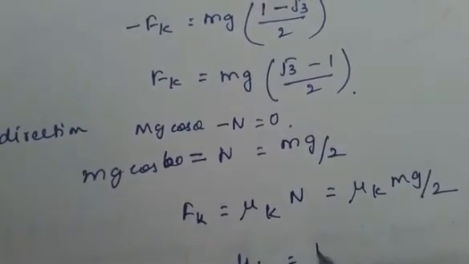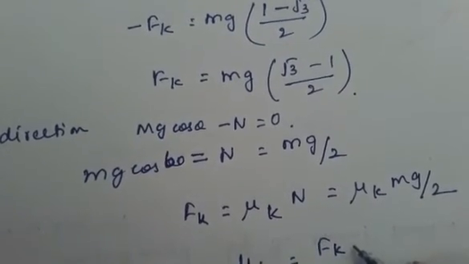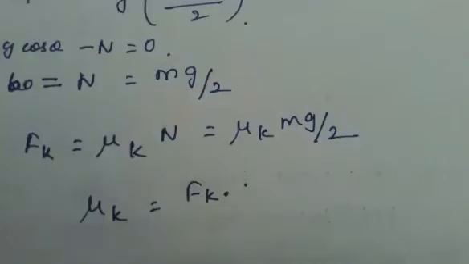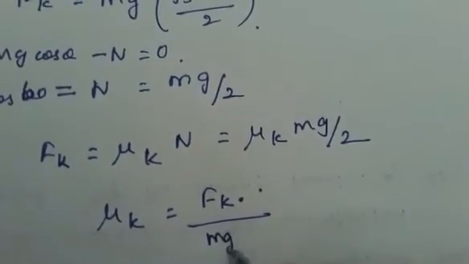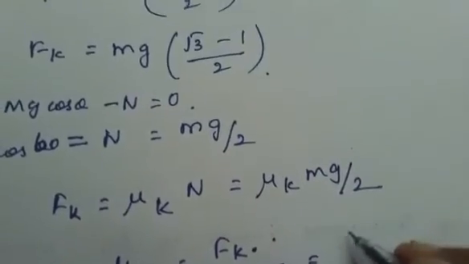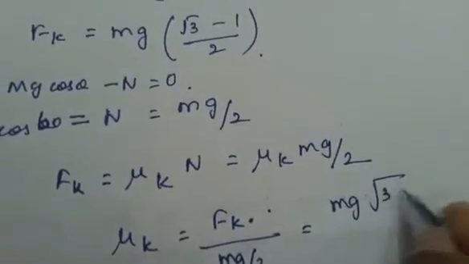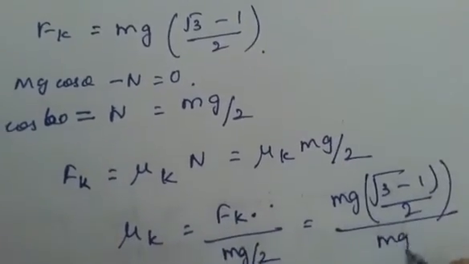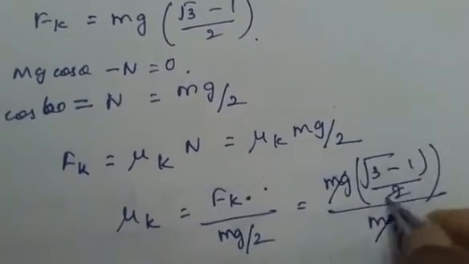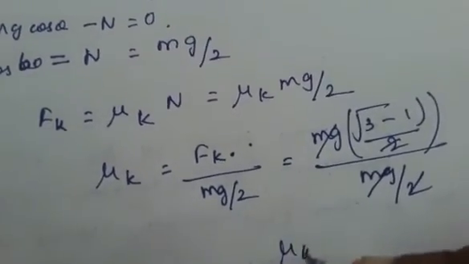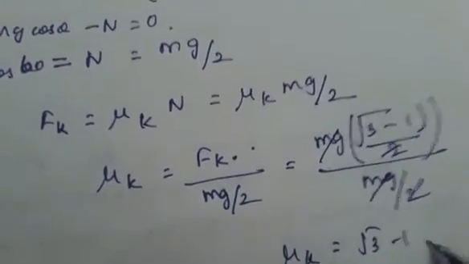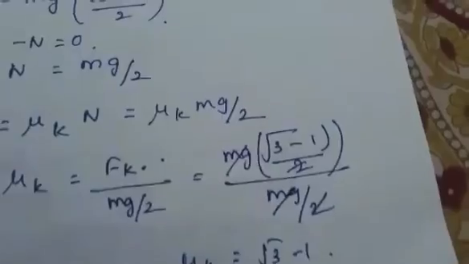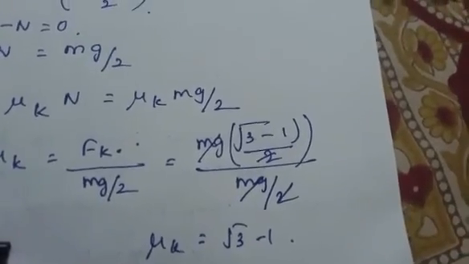Mu k is equal to Fk by mg by 2. What is your Fk? mg into root 3 minus 1 by 2, divided by mg by 2. So mg and mg will get cancelled, and 2 and 2 will get cancelled. So you'll be getting the mu k value as root 3 minus 1.